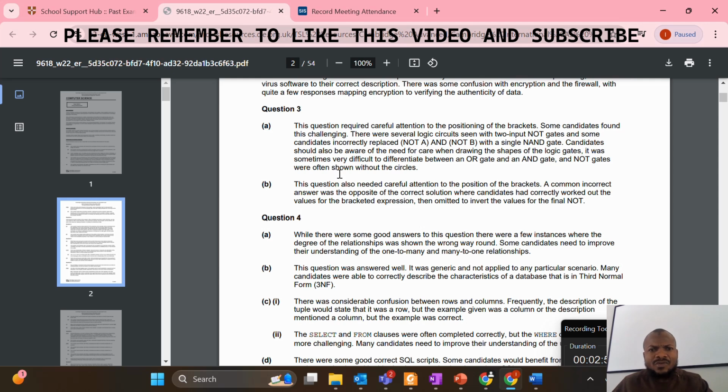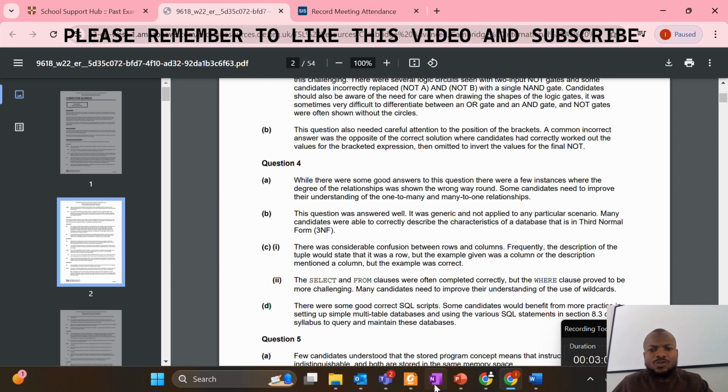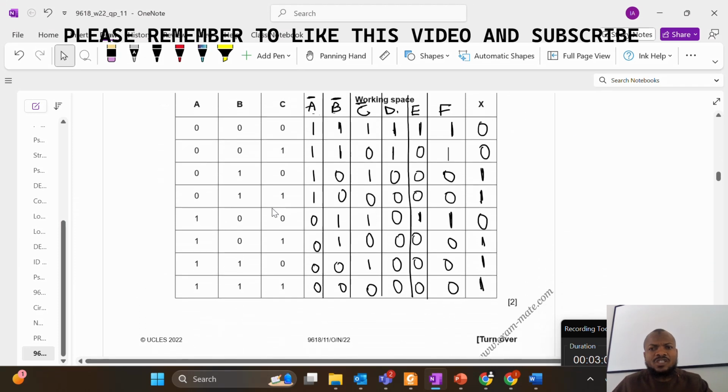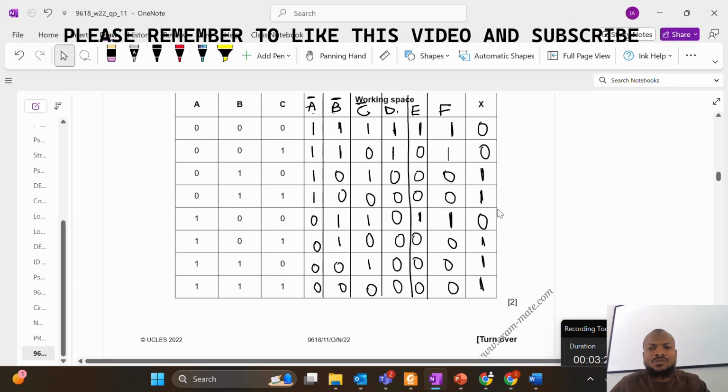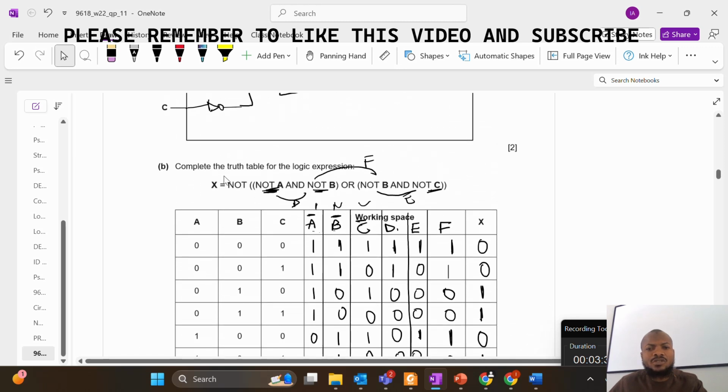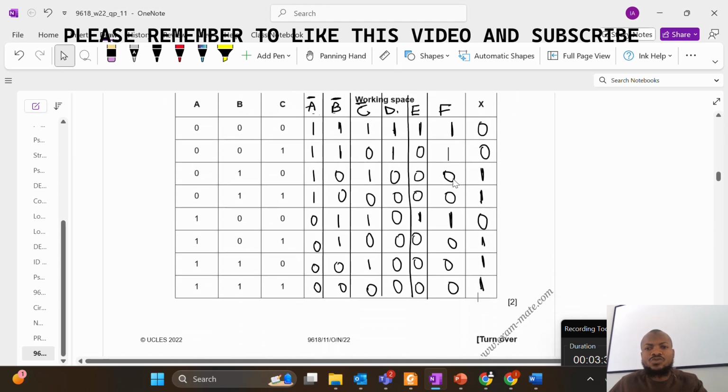Okay, now, I've explained that. This question is now for question 3b, which has to do with the logic expression, the truth table. This question also needed careful attention to the positioning of brackets. A common incorrect answer was the opposite of the correct solution, where candidates had correctly worked out the values for the bracketed expression, then omitted to invert the value for the final NOT. So, according to this report, most candidates forgot to evaluate this final NOT in their final answer. They only stop at this column for F.